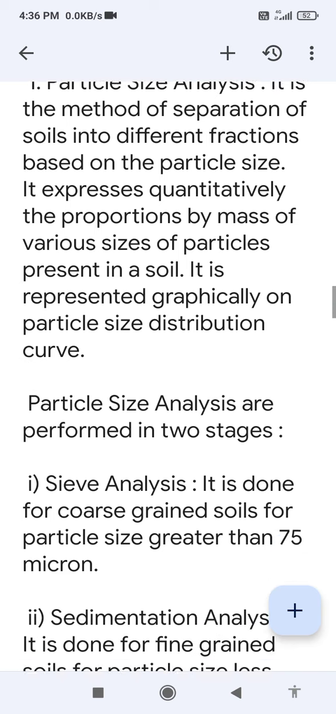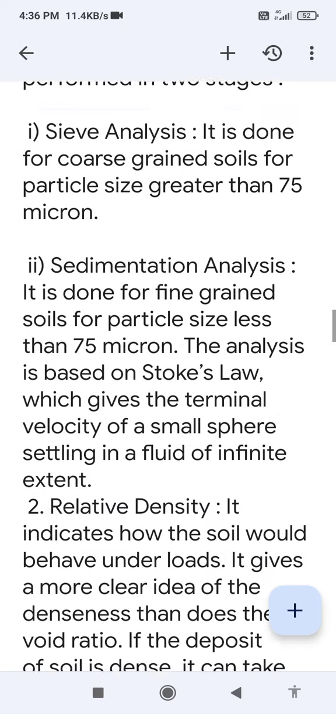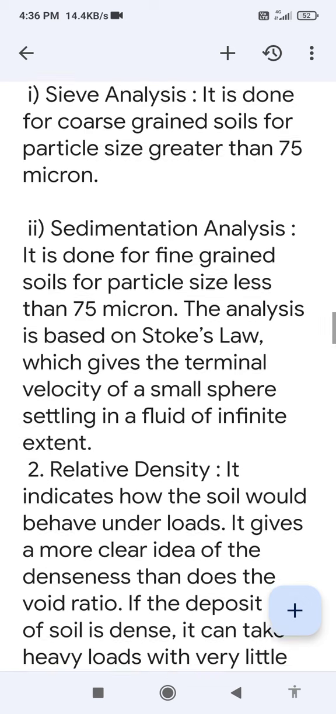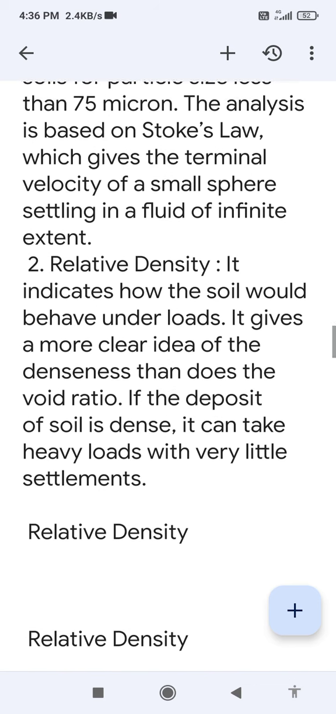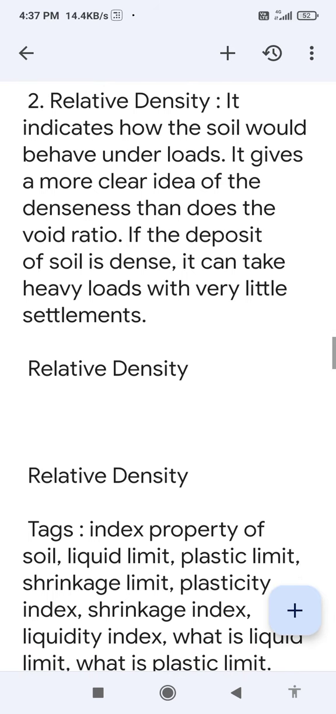Particle size analysis is performed in two stages. I. Sieve analysis. It is done for coarse-grained soils for particle size greater than 75 micron. II. Sedimentation analysis. It is done for fine-grained soils for particle size less than 75 micron. The analysis is based on Stokes' law, which gives the terminal velocity of a small sphere settling in a fluid of infinite extent.